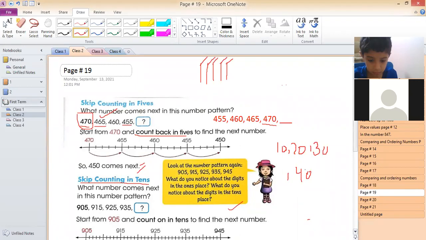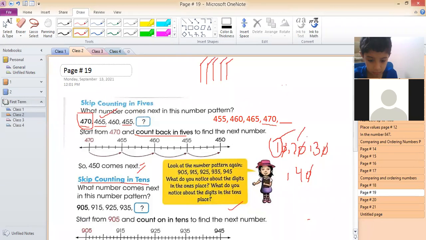So guys, whenever you're counting in tens, you will find that its ones place will always be the same. Look, 0, 0, 0, 0. The ones place will always be the same. Only the place that will change is the tens. You will add 1 in the tens place, and you will find the answer. Like this is 10, 1 0.